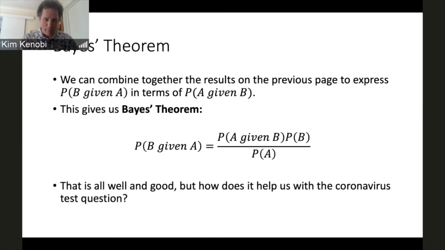Okay, well, we've got a bit of probability theory going on there. How does this help us with the coronavirus test question? And that's a rhetorical question. I'm not expecting an answer to that one. Let's have a look and see how it helps.